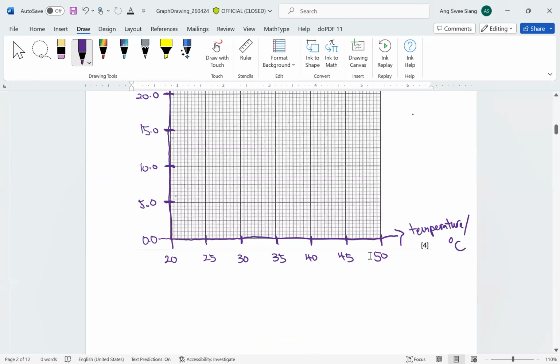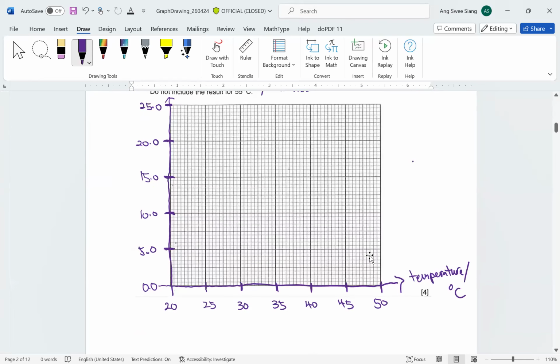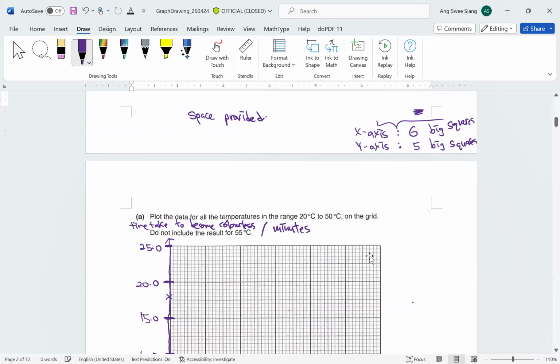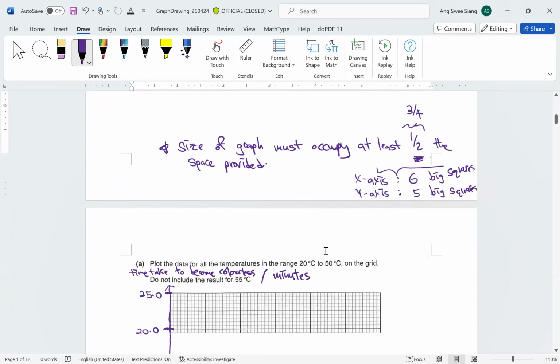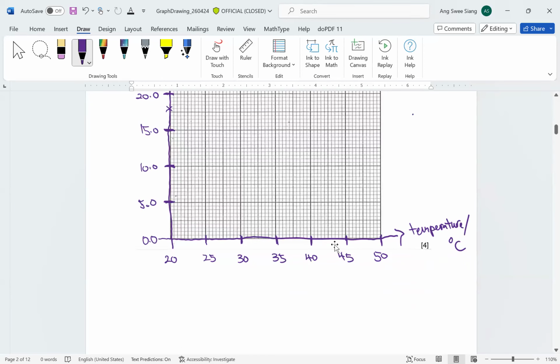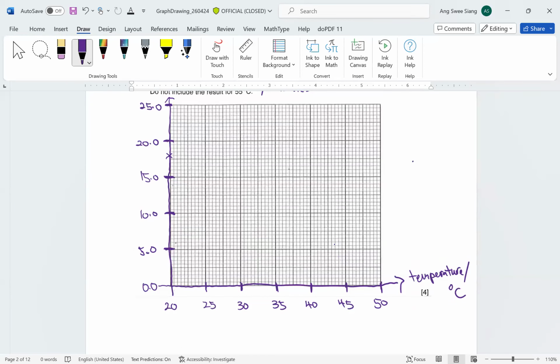So 20 is 18. So this one is 15, this is 17.5, this is 18. Okay, this is the one. So I will draw a cross. I will represent the data point using a cross. 18 is not this. What am I thinking? Oh yeah, I'm correct. This is 18. Then you plot 25, 10.5. 25 is 10.5, so 10.5 is this one.